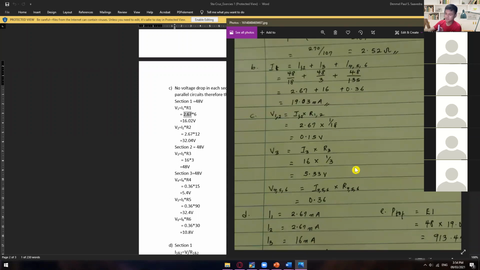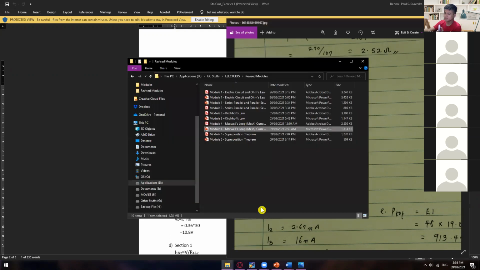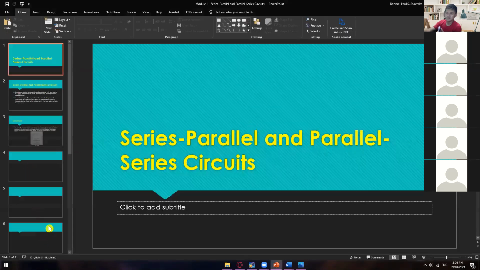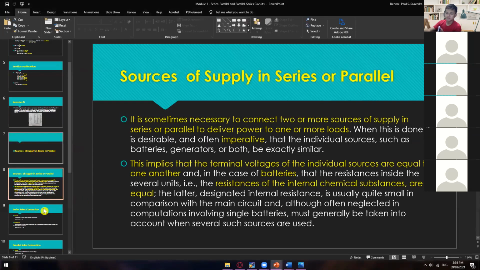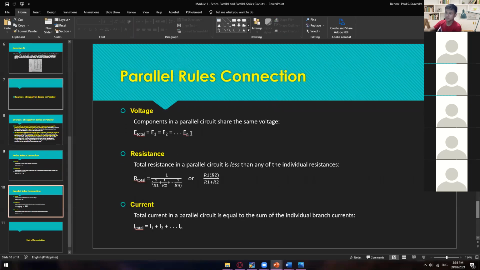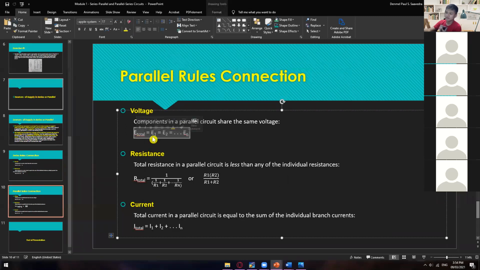Yeah. So that is why you really have to strictly follow the rules. Okay? There are only 2 rules. For the series, the only equal quantity is the current. And for the parallel, all the voltage across your sections are equal with each other. So you don't need to solve anything on that. Whatever your E total is, it's the same as your E1, E2, and so on and so forth.